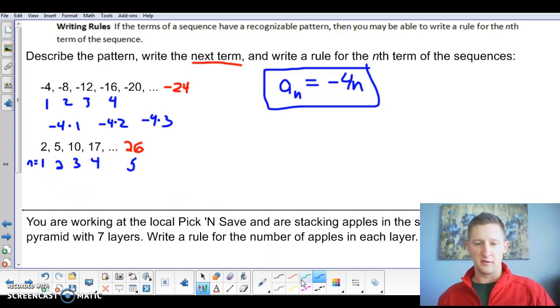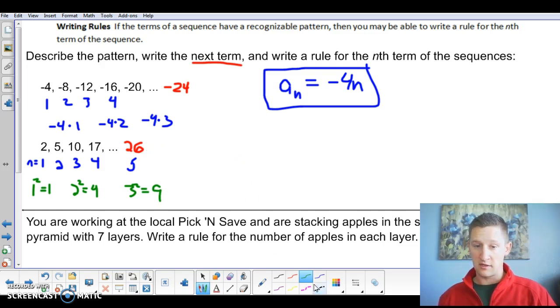But I do notice that 1 squared is 1, and 2 is just 1 bigger than that. 2 squared is 4, and 5 is just 1 bigger than 4. 3 squared is 9, and 10 is 1 greater than 9. Let's see if we keep going with this. 4 squared is 16, plus 1 is 17. Ooh. 5 squared is 25, plus 1 is 26.